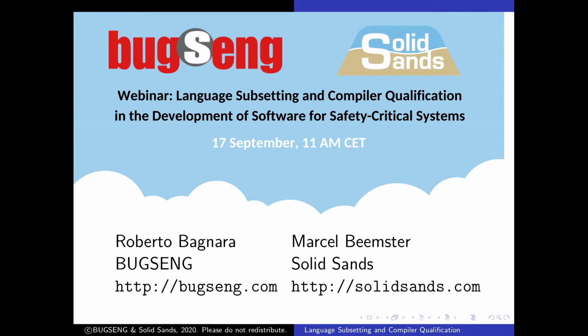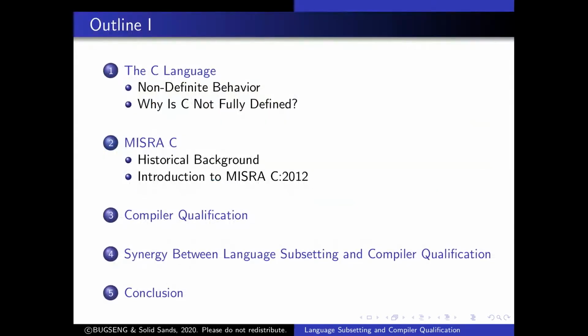Okay, so let's start. Here is the outline of the entire presentation. I will go through some important aspects of the C language, and then I will introduce MISRA C, and then I will let the microphone to Marcel for compiler qualification, and in the end we will see some synergy between language subsetting and compiler qualification, and then we will draw some conclusions.